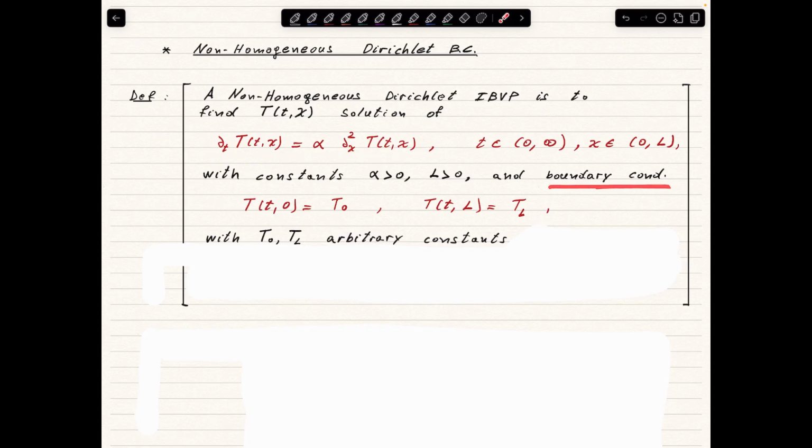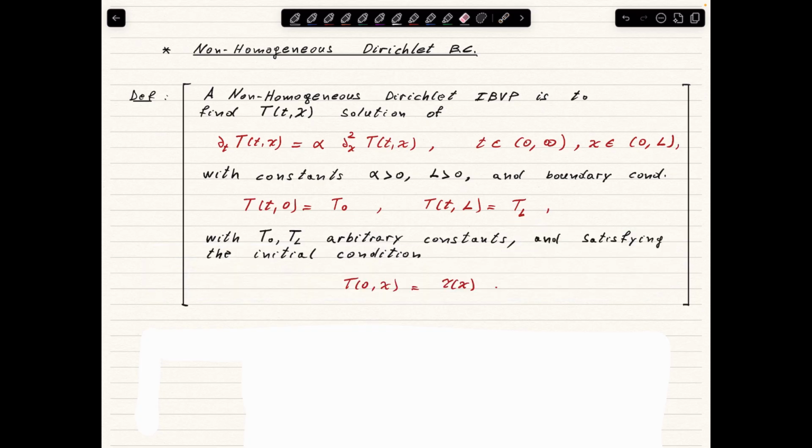We need to solve the heat equation together with boundary conditions which are of Dirichlet form, because we fix the temperature on both sides of the material for all times. We fix these values of the temperature to be T0 and TL, and T0 and TL are arbitrary constants. This is also an initial value problem because we also satisfy an initial condition: the temperature at the initial time, for all x, is a given temperature tau of x.